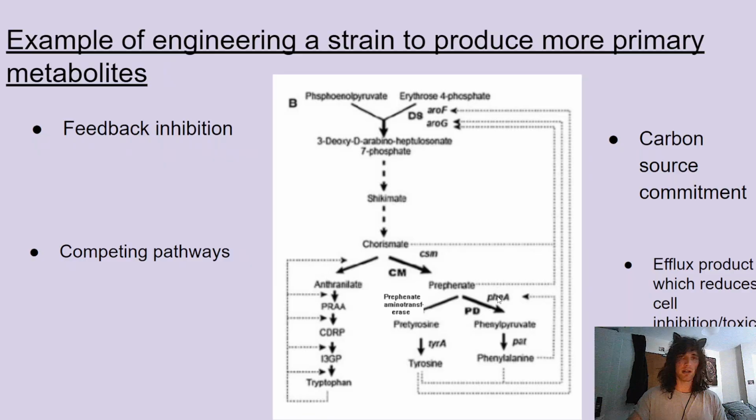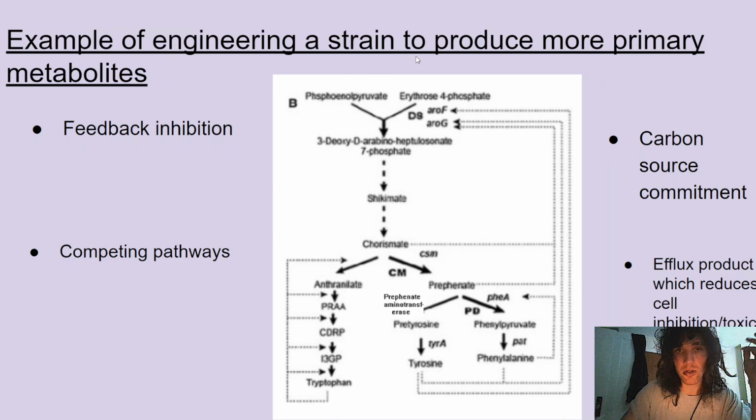So we can remove that again by site-directed mutagenesis. Knock out competing pathways. So gene knockout of these prephenate aminotransferase. Knock out this gene that codes for this enzyme. Something that I didn't mention in the previous slide is carbon source commitment. Since we are making so much of this product, this pathway is under more stress.